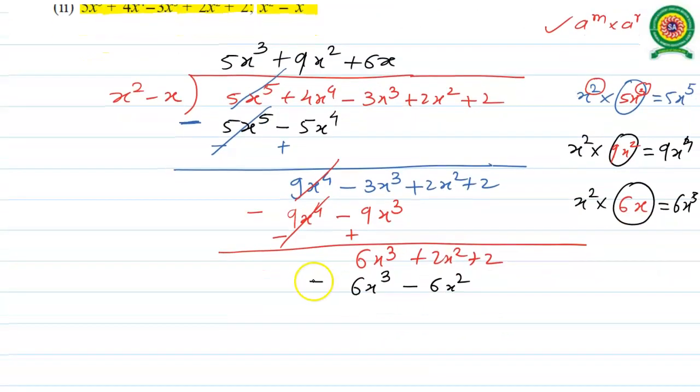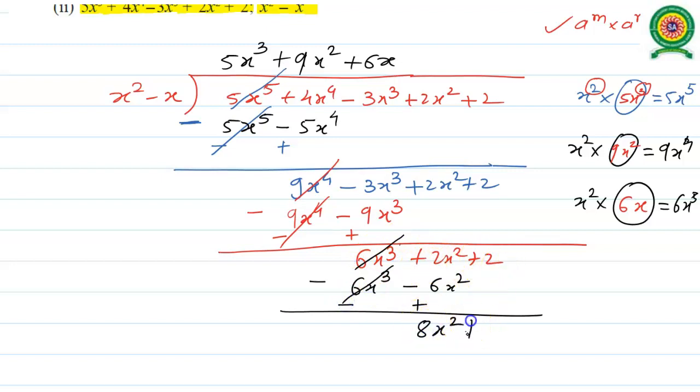Now we are in the division, do the subtraction. Due to the middle sign being minus, plus 6 becomes minus 6 and minus 6 becomes plus 6. Now positive and negative terms are getting cancelled. 2 plus 6 becomes 8, x square as it is and plus 2 as it is.